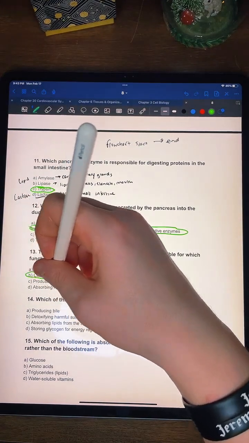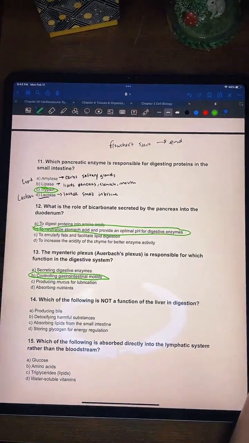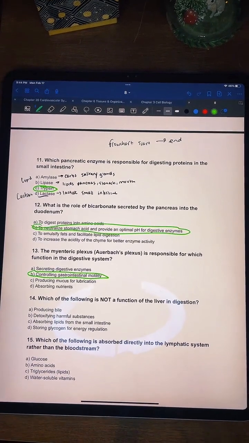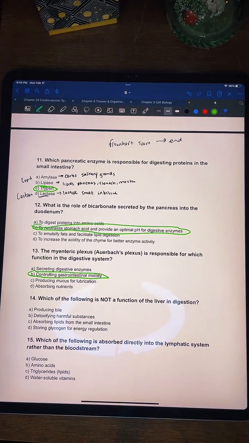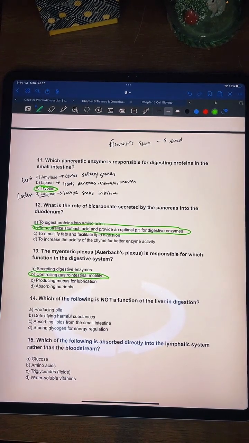I'm going to answer now. It is B, controlling gastrointestinal motility. Tabe and Annette got that right. Congrats and thank you for answering. But essentially, it is what regulates the smooth muscle contraction in the GI tract.